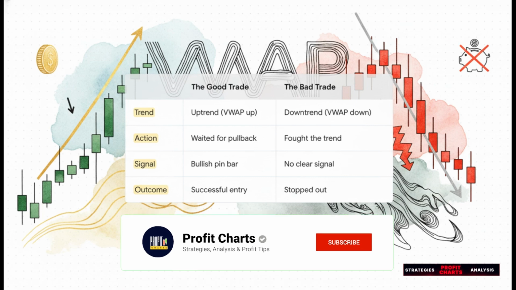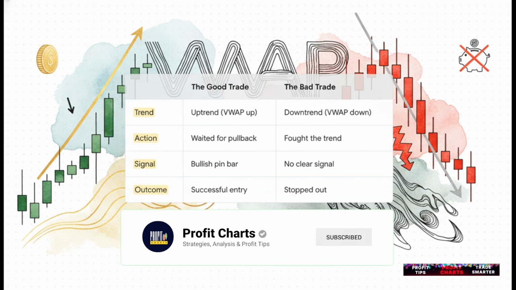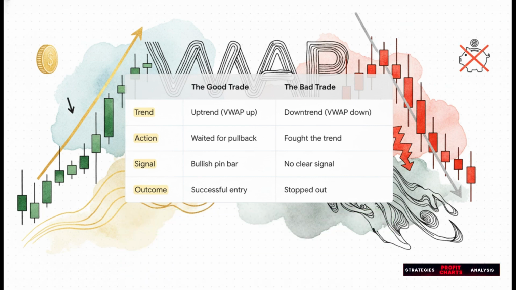Now, let's look at the bad trade. The trend was clearly down, VWAP was sloping down, but the trader fought the trend, tried to buy anyway. There was no clear signal, and the price just sliced right through VWAP like a hot knife through butter, leading to a loss. It's the exact same indicator, but following the playbook made all the difference.